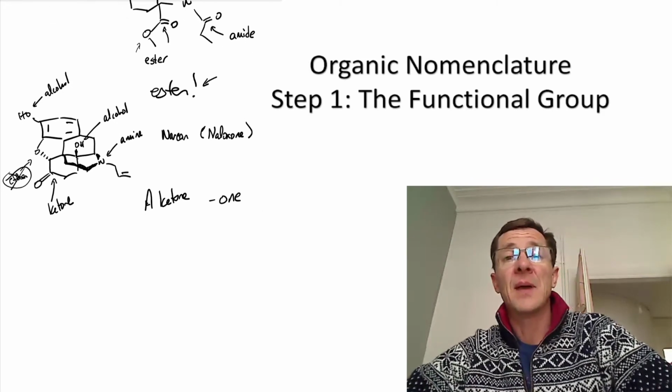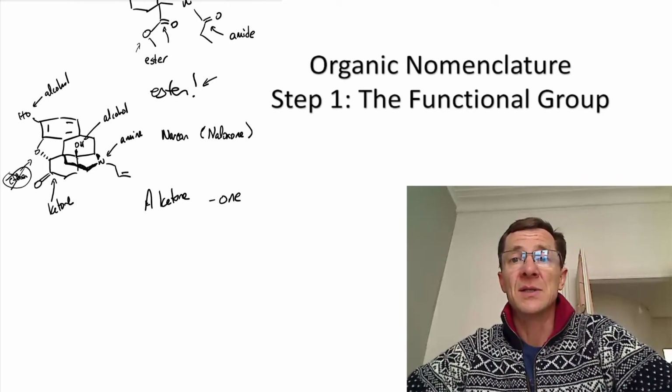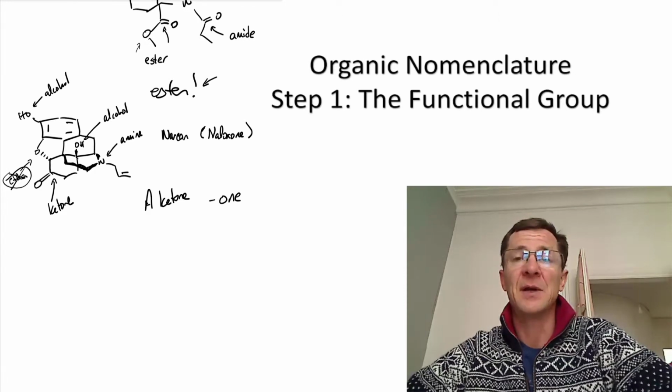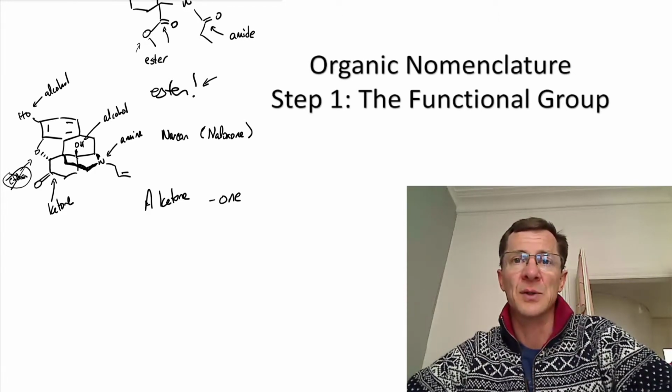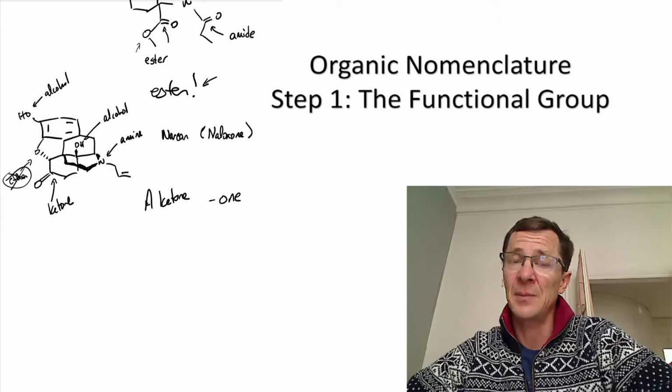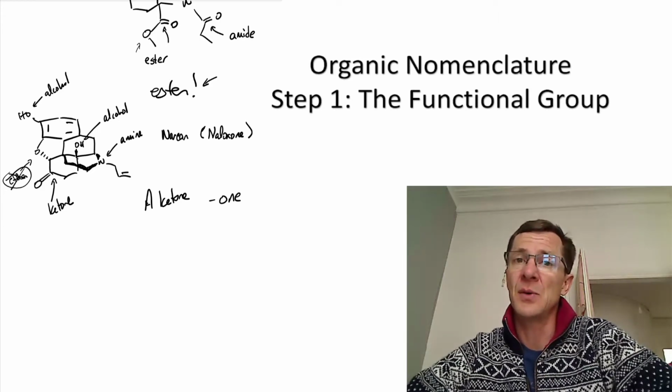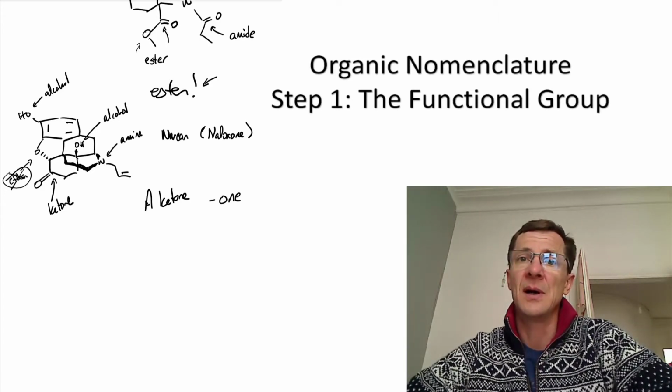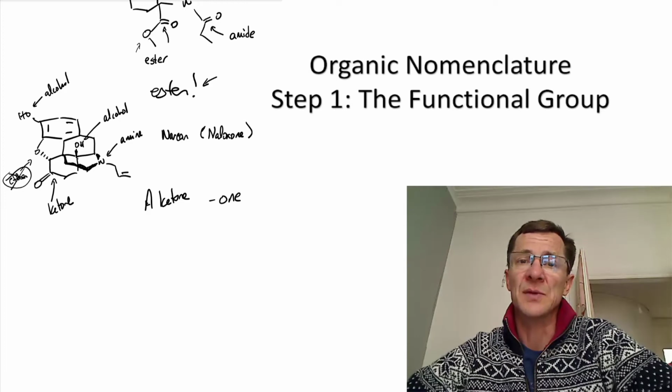So that's it for functional groups. Step 1, your job is purely to figure out what is the highest priority functional group in the molecule. Keep in mind, we have molecules that don't have functional groups. That's not the end of the world. We can still name them. They're actually quite tricky, as I'm sure you remember from high school, because for some reason they spend a long time on naming of alkanes.